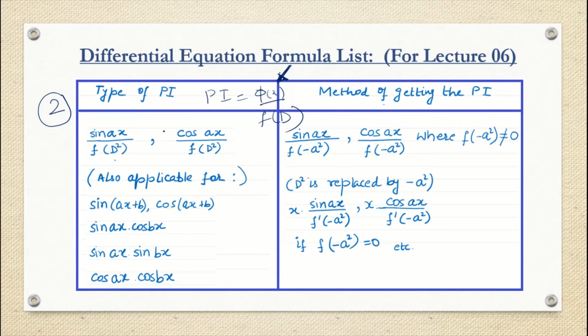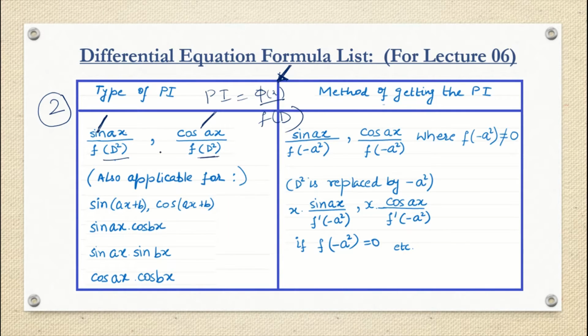When the right hand side of the differential equation is sine ax or cos ax, that means trigonometrical functions are present, then that falls under type 2. This is very general: the numerator is sine ax, where a is any constant, and in the denominator we write f of D square. We will understand what that means.